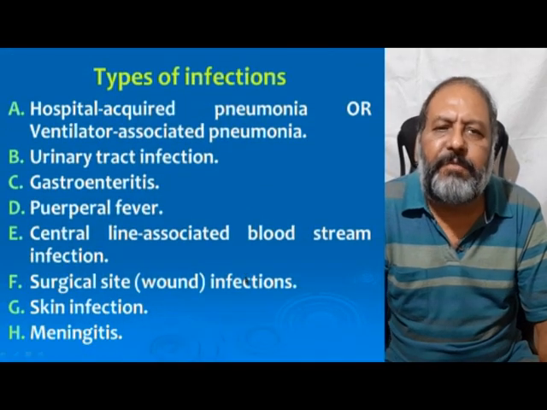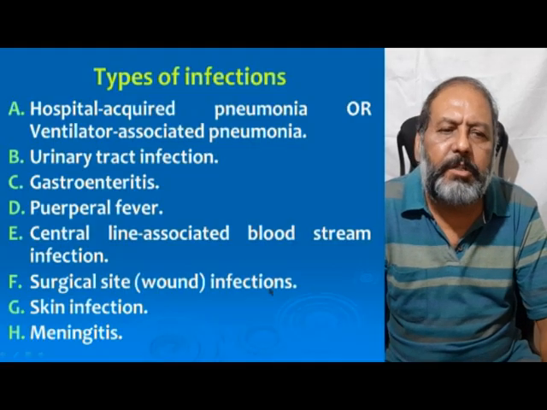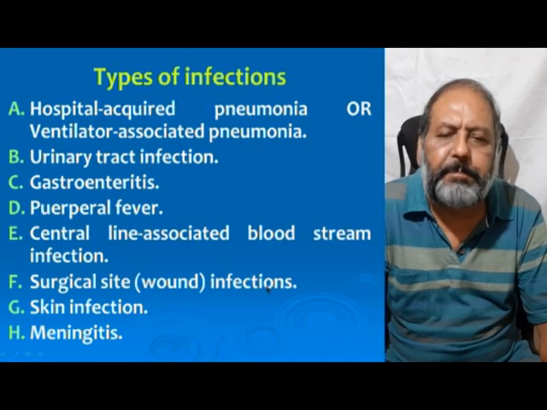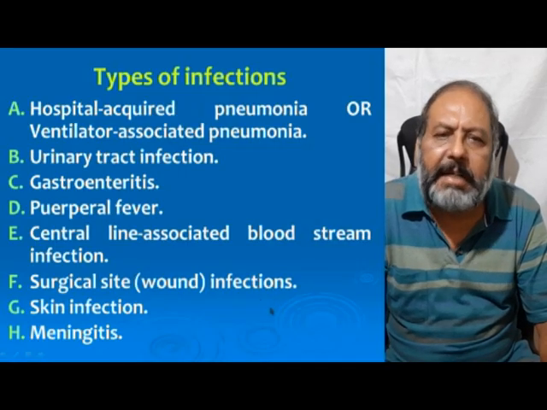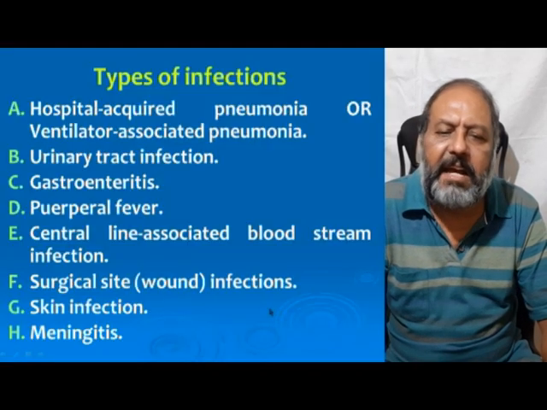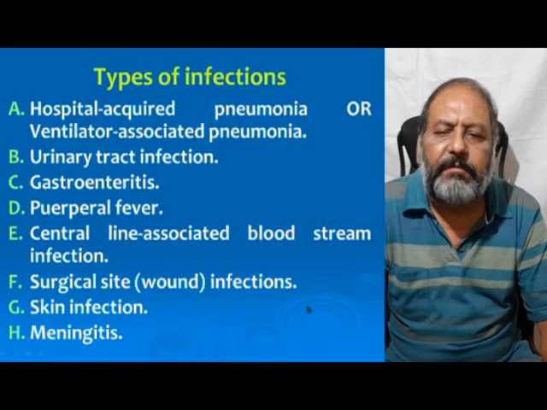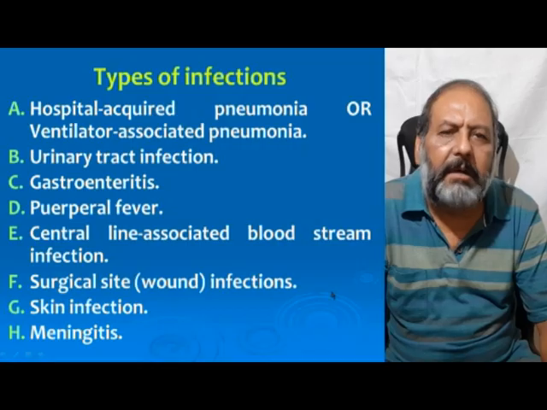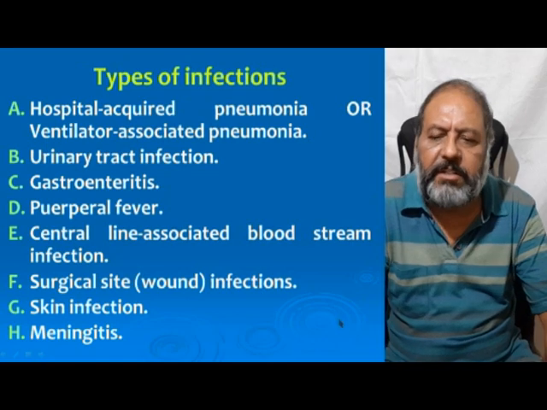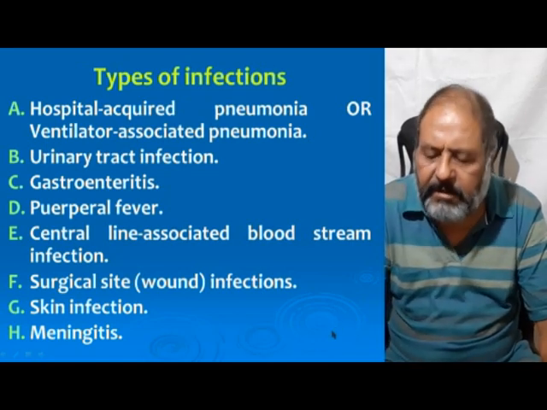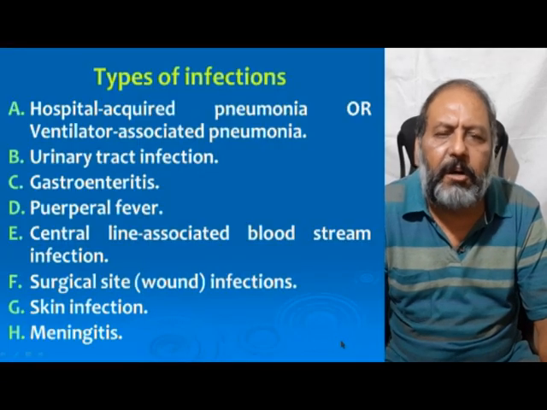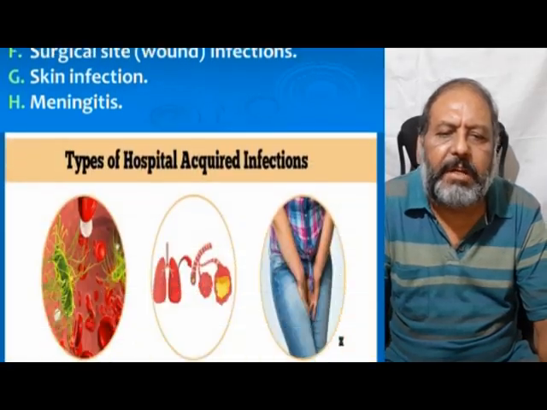Now, the types of infections are hospital acquired pneumonia or ventilator associated pneumonia, VAP, urinary tract infection, gastroenteritis, puerperal fever after delivery, central line associated bloodstream infection when we give the CVP line to a very serious patient, surgical site wound infections, skin infection, and meningitis. These are the types of infection which are mostly seen in the hospital as nosocomial infection.